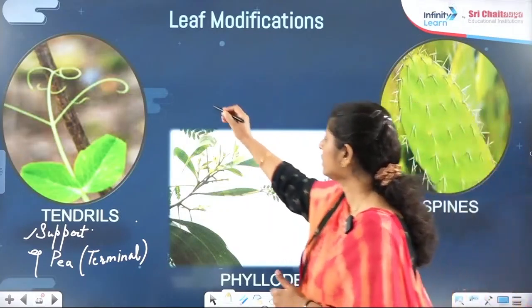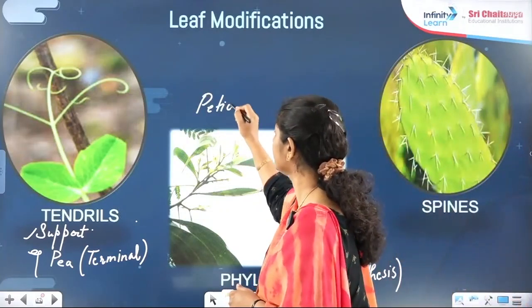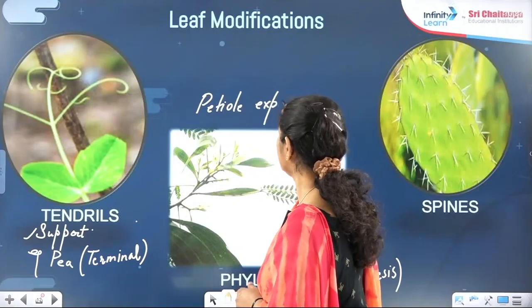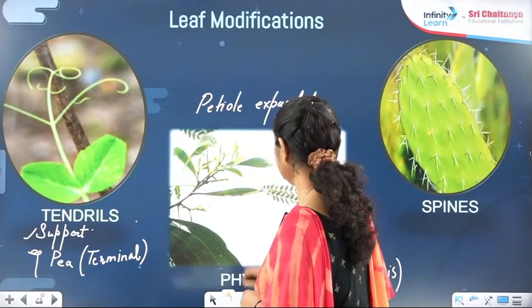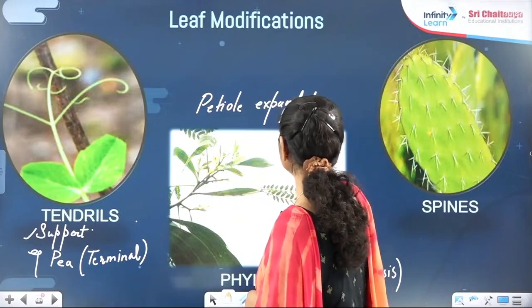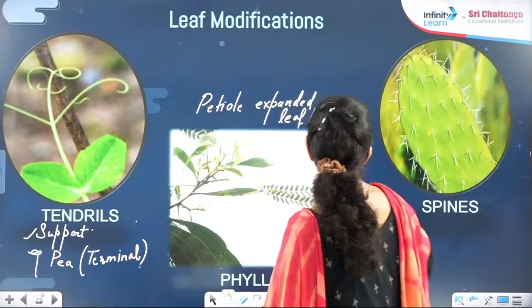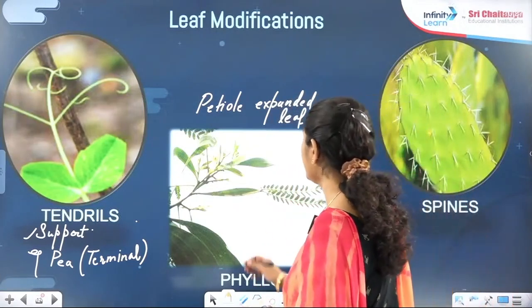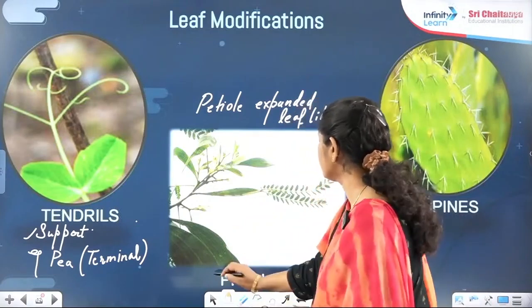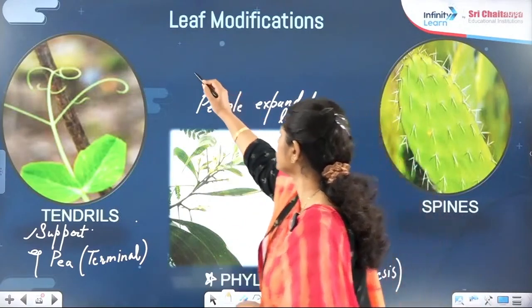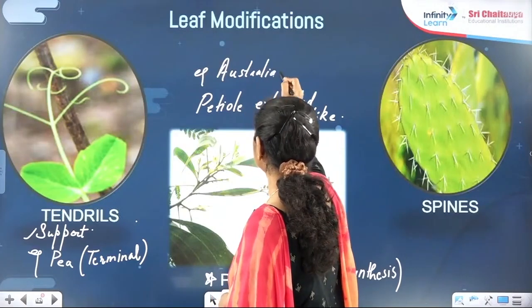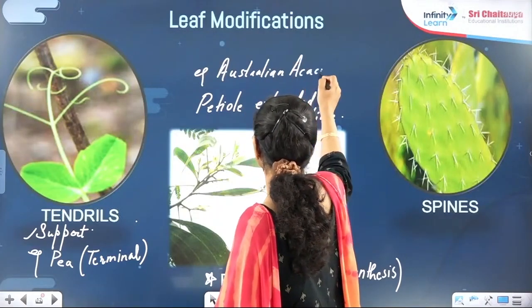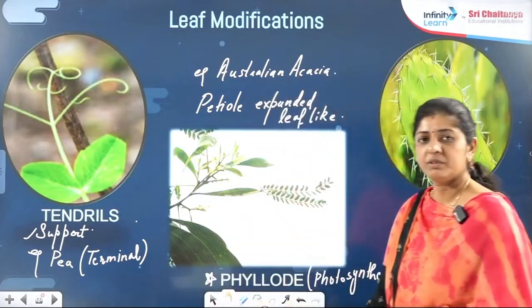So in phyllodes, the petiole becomes expanded and leaf-like. That's why we call it a leaf modification, right? And this type of structure you call a phyllode. What is an example over there? Australian acacia. This will be the example for this, right?